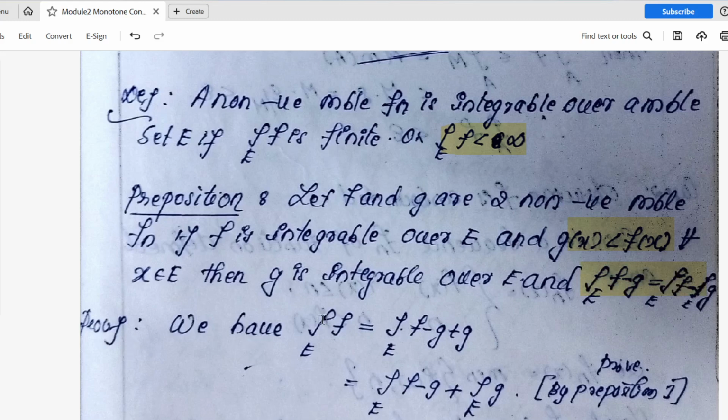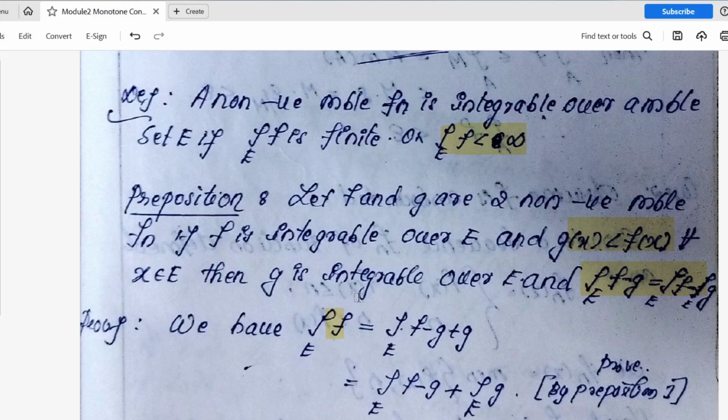So what is given to us? f and g are two non-negative measurable functions. Most of the cases we are considering non-negative measurable functions only. And it is said that f is integrable, so the integral of f is finite. Nothing is given about g. We have to prove that the integral of g is finite, and what is given is that g of x is less than f of x.